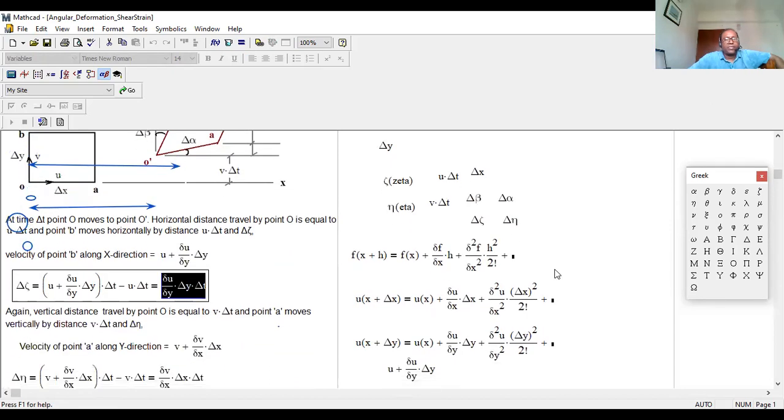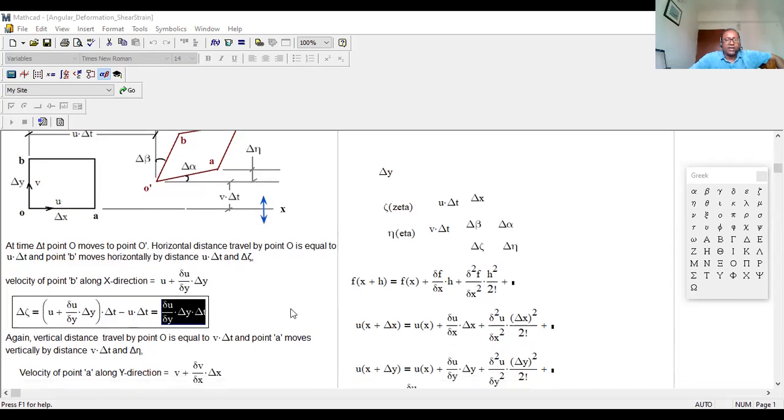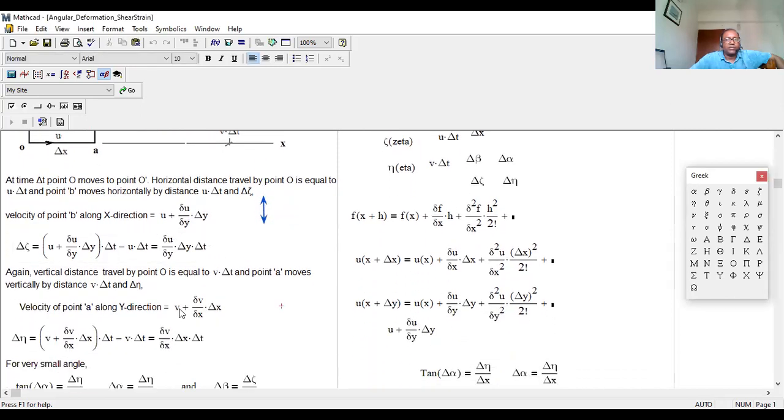Now, similarly, we need to figure out eta. Again, in the vertical direction, the distance traveled by point O is v into delta t. So what is the velocity v at point A? Again, you need to use Taylor series. At point A, velocity will be v plus del v by del x into delta x. This is the df by dx, and h is delta x.